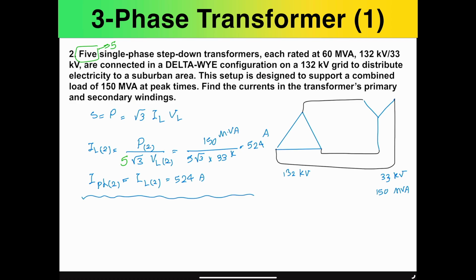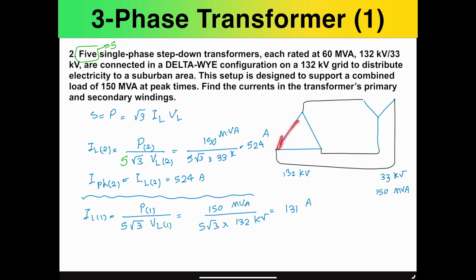Now, moving towards the primary side, we're going to employ the same line of thought in order to calculate the current of the line. So I line of the primary is going to be the primary power divided by, again, a factor of square root of 3, VL of the primary. In this case, we again are going to use 150 megavolt amperes divided by square root of 3. But this time, we're going to employ this voltage because the primary voltage is now 132 kilovolts. And if you simplify that, you would get roughly 131 amps. So that's the line current.